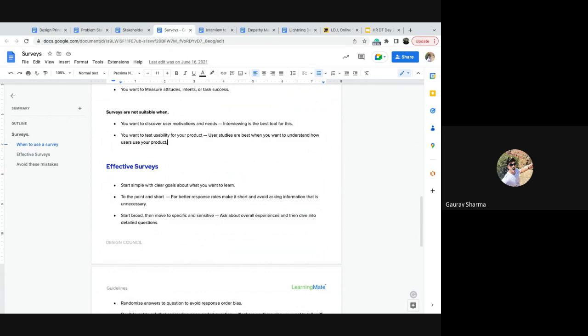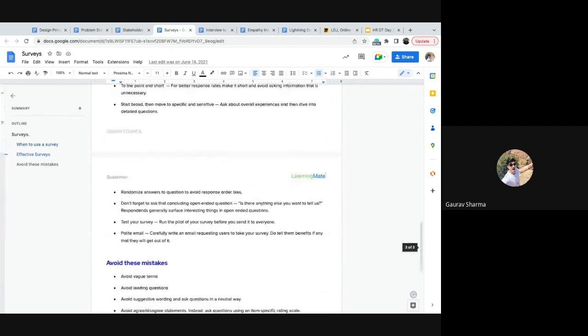Start broad, then move to specific, sensitive topics, right? So essentially, try and set the premise before somebody goes into a survey. Start with very basic things and then get to specific ones and the sensitive topics. As soon as we start with a sensitive topic, people kind of go away from those surveys. Try randomizing it so that we don't get into order bias.